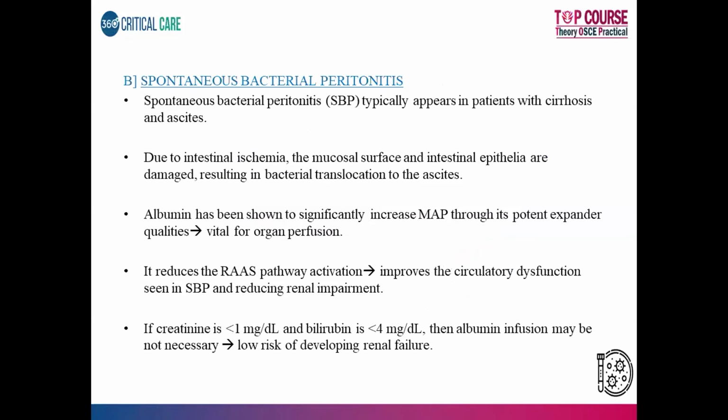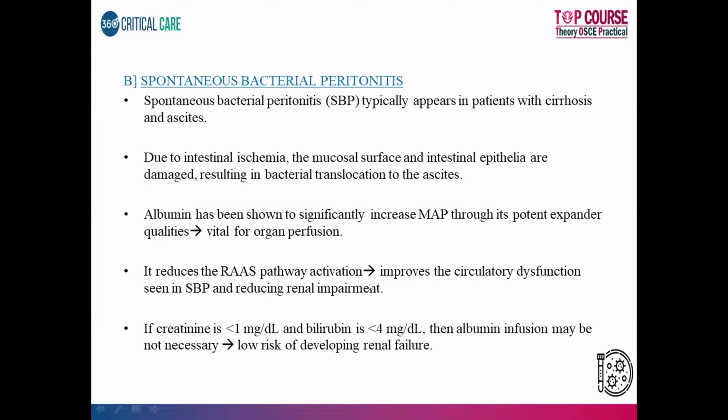Now coming to spontaneous bacterial peritonitis. This is most common in patients with cirrhosis and ascites. Why does it happen? Because of the intestinal ischemia, the mucosal surface and the intestinal epithelia are damaged, leading to bacterial translocation into ascites, causing SBP. Albumin has been shown to significantly increase the MAP through its potent volume expander qualities, leading to organ perfusion. Also, it reduces the RAS pathway activation, which has been explained previously.